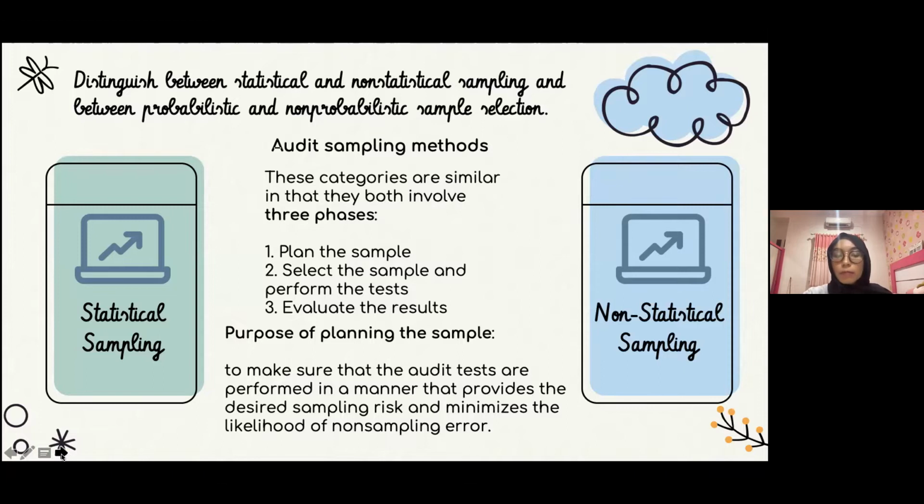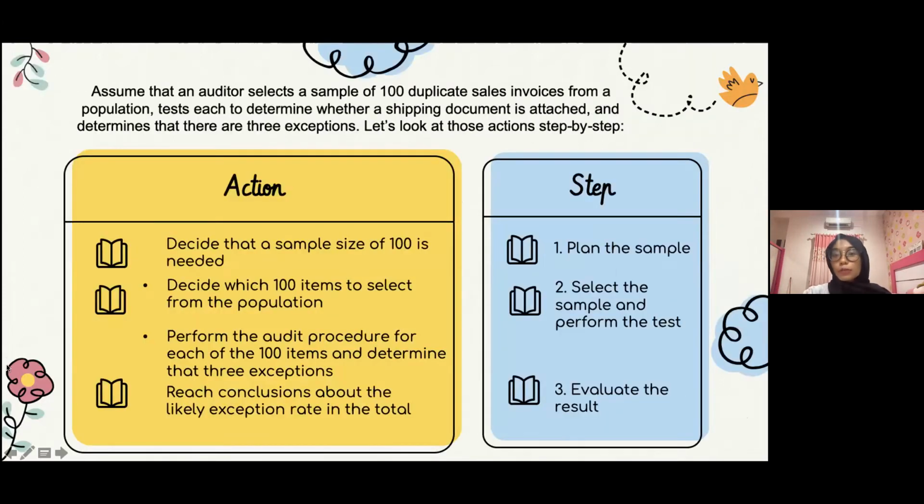The purpose of planning the sample is to make sure that the audit tests are performed in a manner that provides the desired sampling risk and minimizes the likelihood of non-sampling error. Assume that an auditor selects a sample of 100 duplicate sales invoices from a population and tests each to determine whether a shipping document is attached, and determines that there are three exceptions.